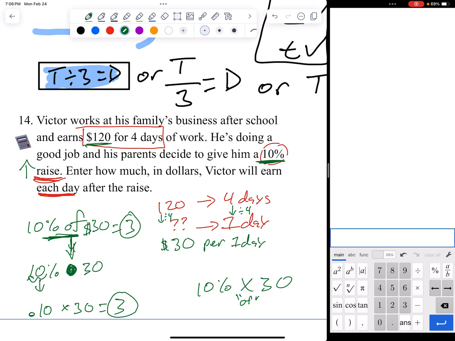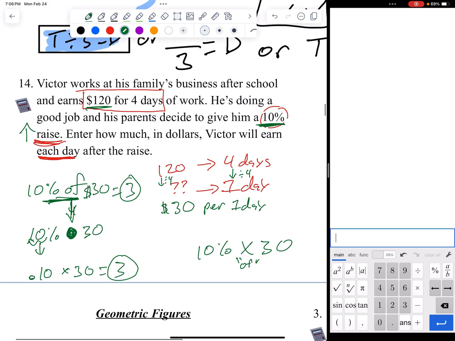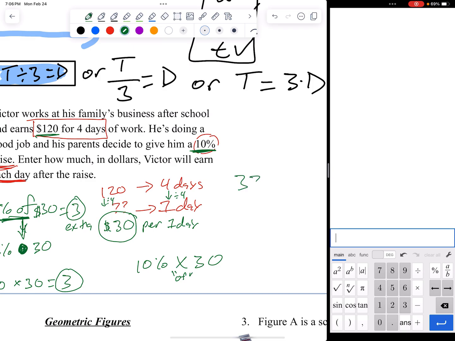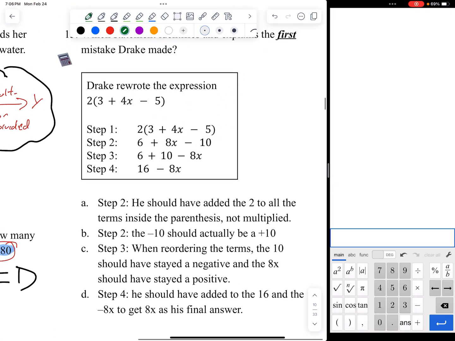Okay, let's read the question one more time. Enter how much in dollars he will earn each day. So he's not earning $3, he's earning $3 extra. So if he's doing $3 extra plus 3, so you're talking about $33 per day. So not bad, okay? All right, and the last one.